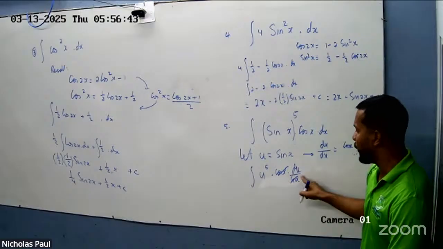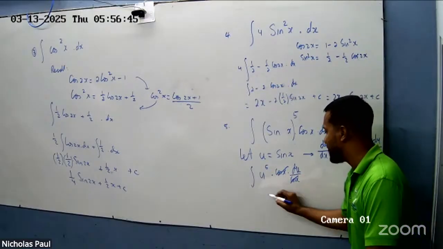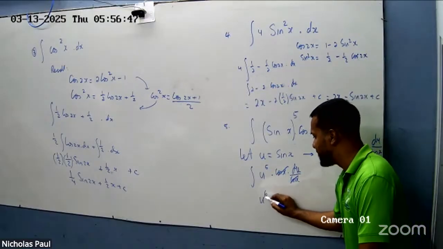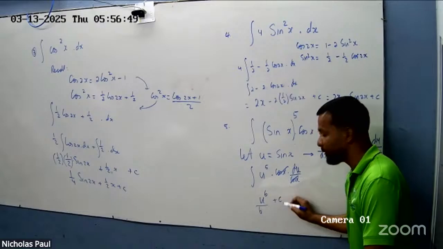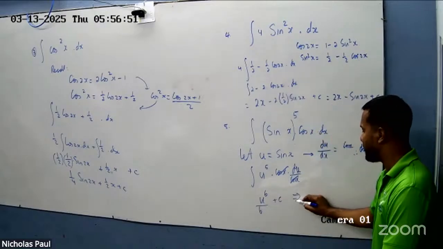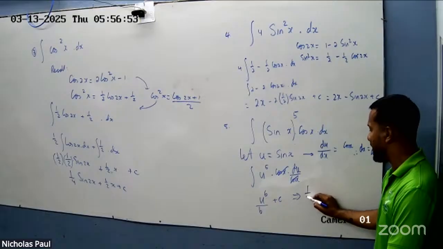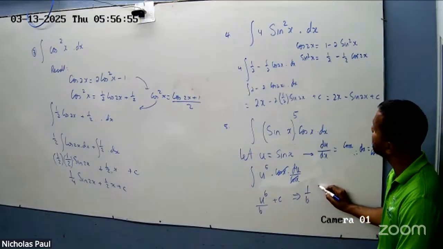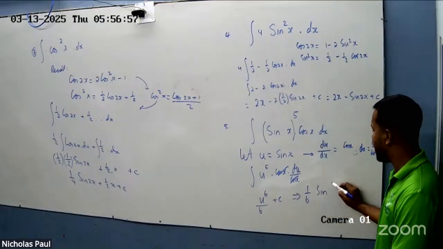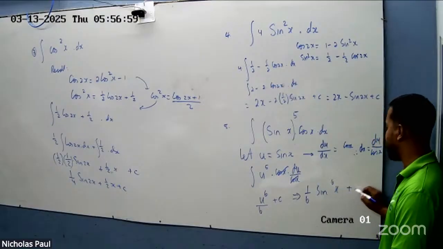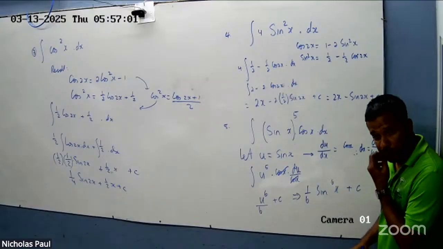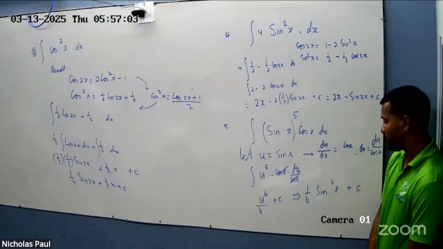And now we can integrate u to the 5 du. That'll be u to the 6 over 6 plus c. So the final answer is what? The final answer is 1/6 of sine to the power of 6 x plus c. That's okay?